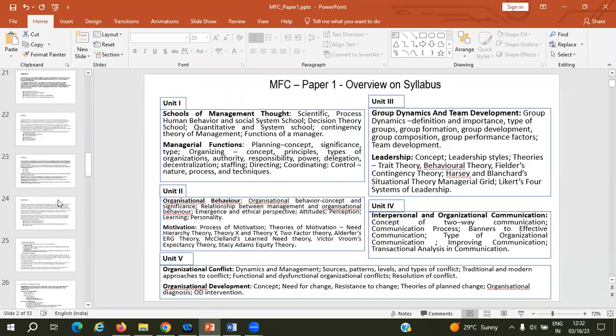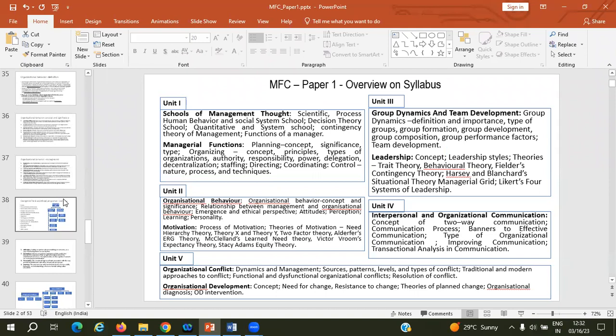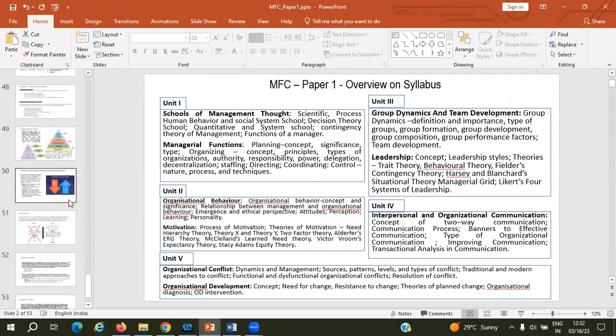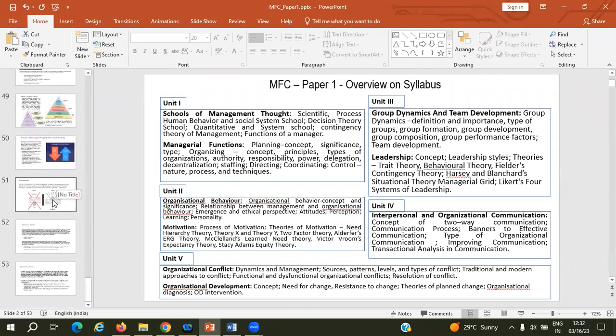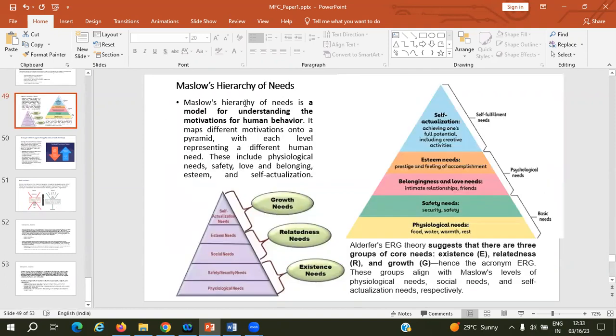Go through these theories and let me know if you have any questions. These are important. Maslow and ERG are very important. All these theories, you can remember the concept, the meaning, then you can understand, you can write in an elaborate form.